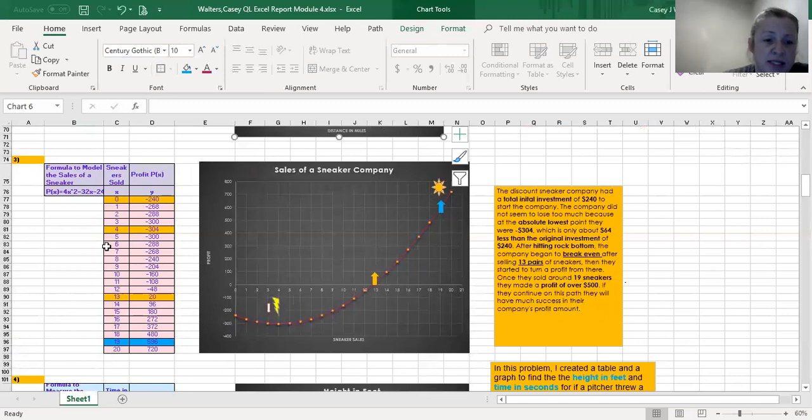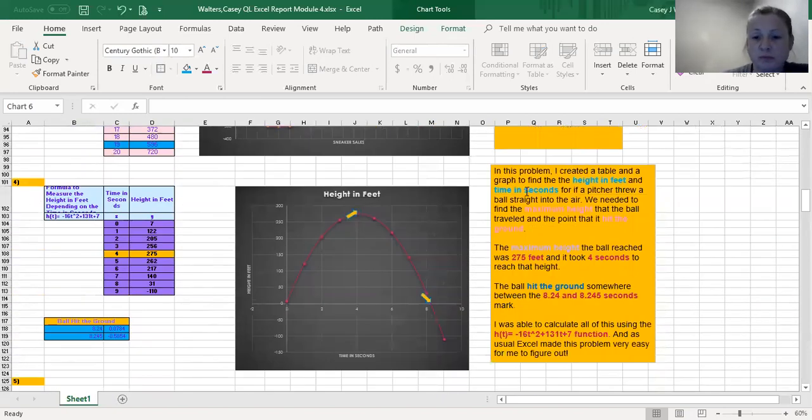Right here on the table is the amount of sneakers sold, and then right here is the profit, and of course it starts at 0 sold and $240 invested, so negative 240. At each point right here, I have it marked where it was at the lowest point, which was at having sold 4 sneakers. And then I also have it marked right here, which is where they had sold 13 pairs, and they were finally above negative, and that was at $20. And then at 19 pair, they had surpassed a profit of $500, and I have it marked.